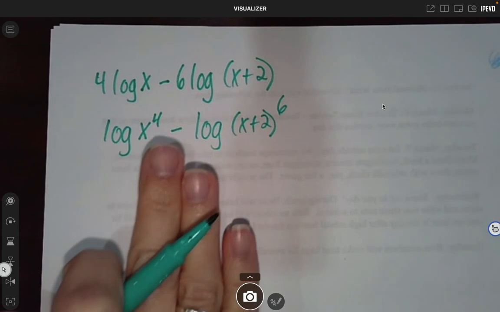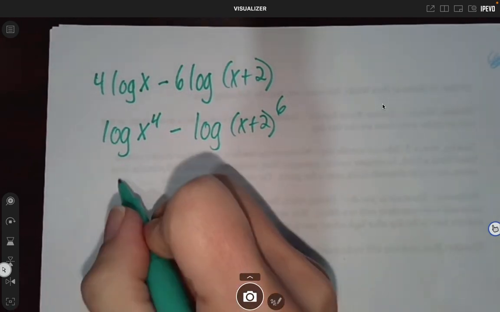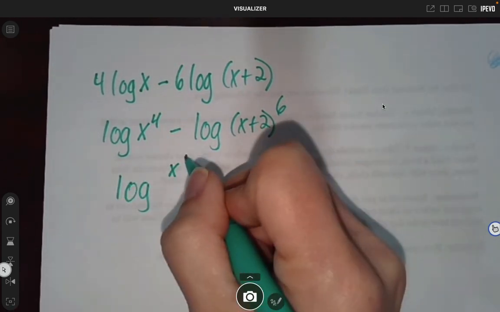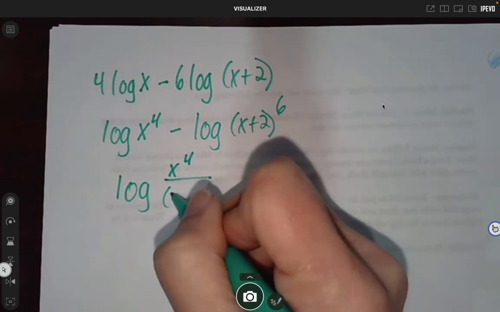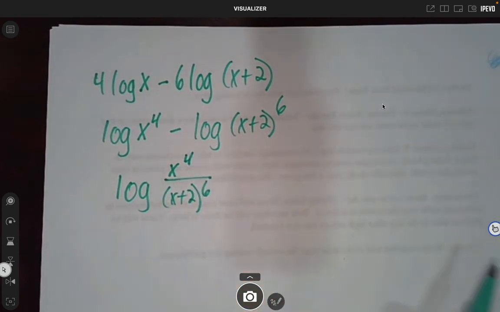Now, what do I do with the minus sign? I divide. So I'm going to put log x to the 4th goes up here. x plus 2 to the 6th goes down there. And so that answer is, oh, it's none of those. I must be looking at the wrong thing. What number is this? Oh, 15. It is D. Okay. I was looking at the wrong sheet. Okay. Keep going. Are we ready?